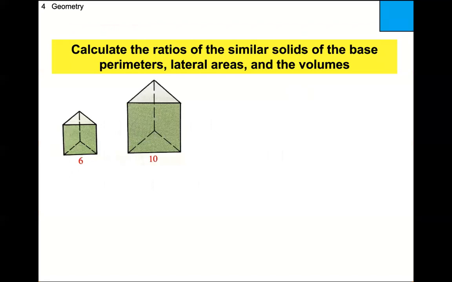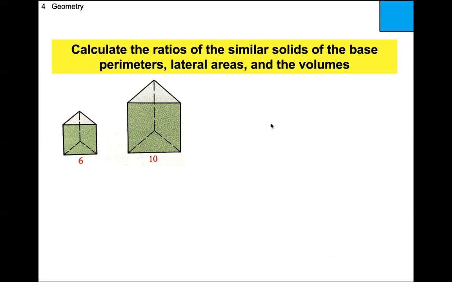So homework will look something like this. They will give you 2 shapes. They will either be similar or they won't be similar. If they're similar, then they must follow the steps that were outlined in the previous theorem. If they're not similar, obviously, then they won't. This one says calculate the ratio of similar solids. So they're claiming that they're similar, and you're only given one dimension. You're given the base. So it says, calculate the ratio of the base perimeters, the lateral areas, and the volumes.